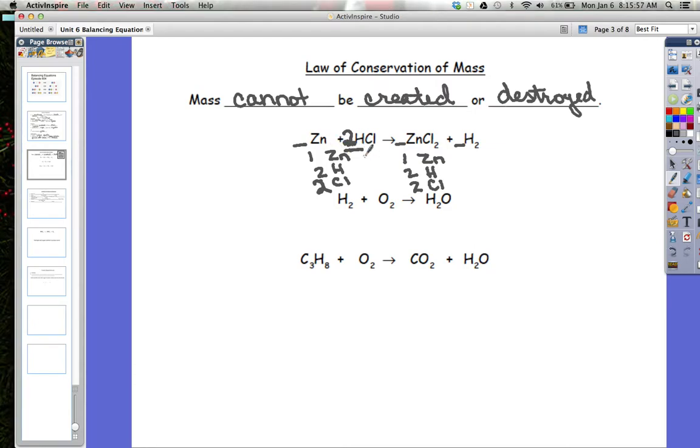So all I would need to do would be to have a 2 in front of the hydrochloric acid. All right, now if we do the same thing on this one, we've got hydrogen and oxygen on the left, hydrogen and oxygen on the right.